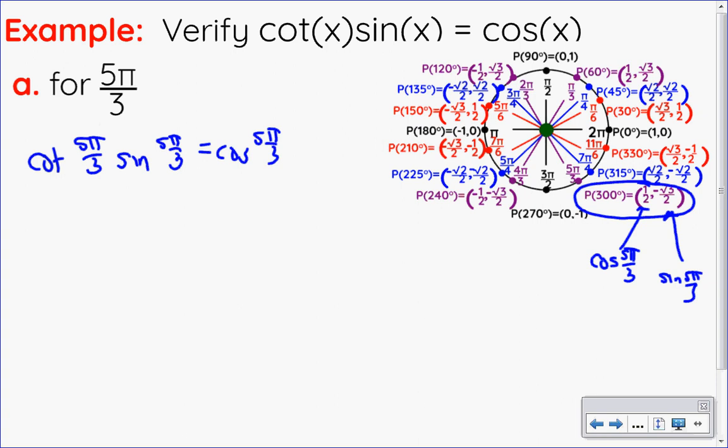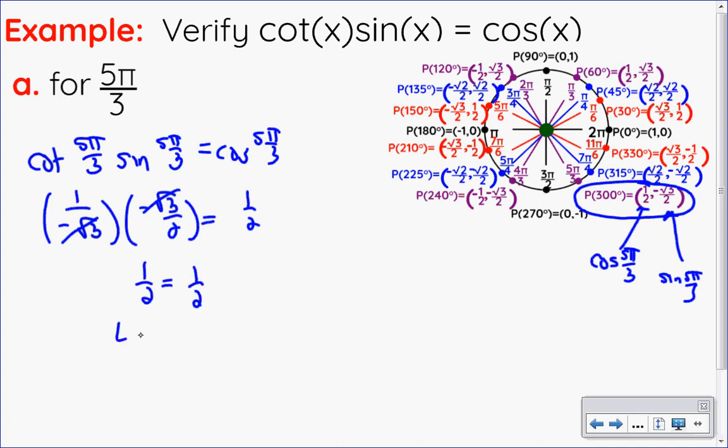Now cotan is the ratio of cos over sine, and since the denominators are the same, I can just do numerator of cos divided by numerator of sine multiplied by sine of the angle equals cosine of the angle. So on the left side, I have negative root 3 and negative root 3. If I multiply and divide, those cancel each other out. I'm left with 1 over 2 equals 1 over 2. So since the left side equals the right side, I have verified this for the point 5 pi over 3, or for the angle measure 5 pi over 3.